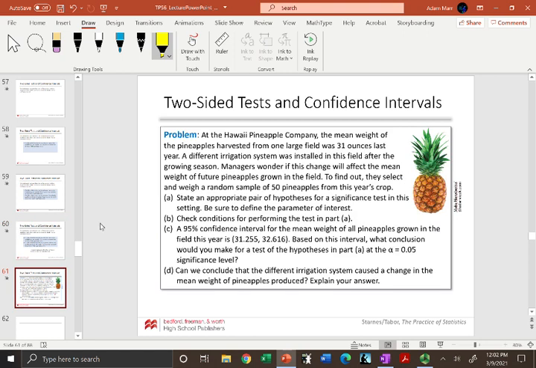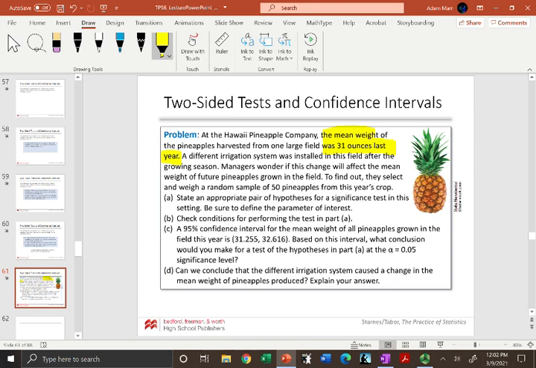At the Hawaii Pineapple Company, the mean weight of pineapples harvested from one large field was 31 ounces last year. Okay, so right here, it says the mean weight was 31 ounces last year. A different irrigation system was installed in the field after the growing season. Managers wonder if the change will affect the mean weight of future pineapples grown in the field. To find out, they select and weigh a random sample of 50 pineapples from this year's crop.